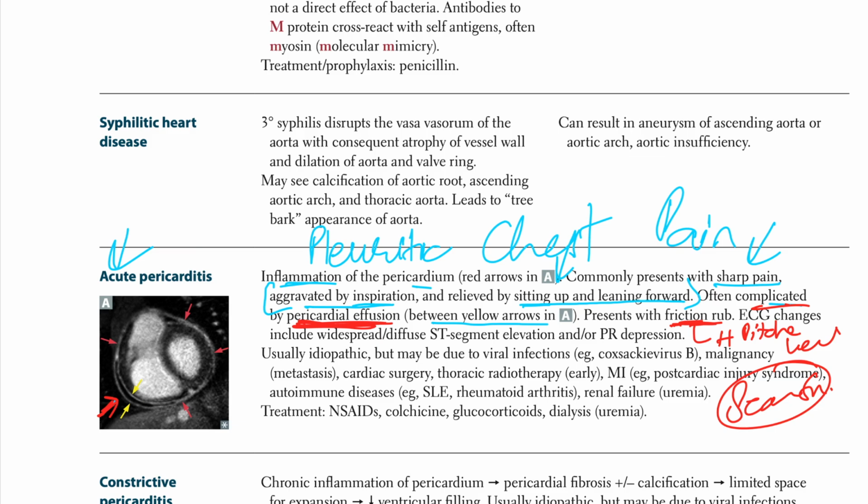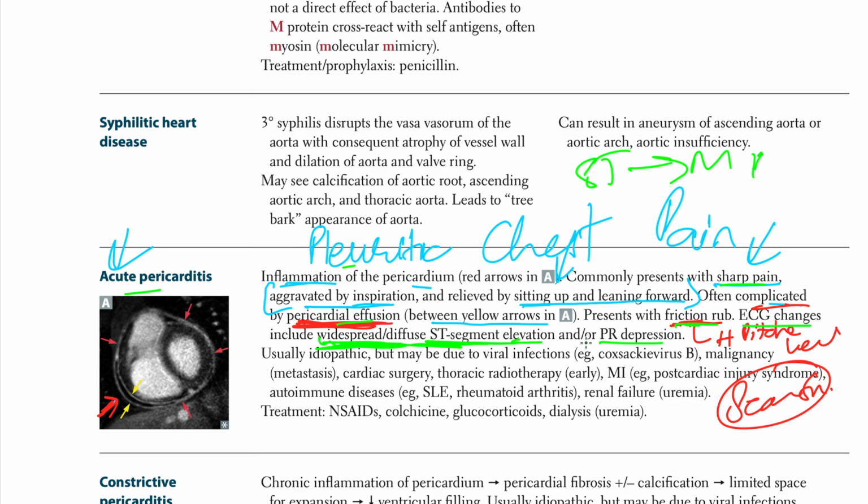Now ECG, let's change color here. ECG changes include the widespread diffuse ST segment elevation and/or PR depression. So what did we talk about when we see ST segment elevation? STEMI. When we look at ST segment elevation, we think about MI, right? But here, when we see diffuse widespread ST segment elevation with some friction rub or with chest pain, pleuritic chest pain, we will think about pericarditis complicated by pericardial effusion.